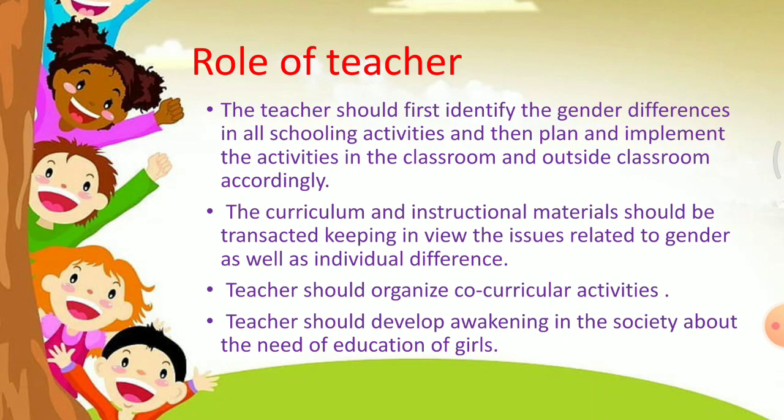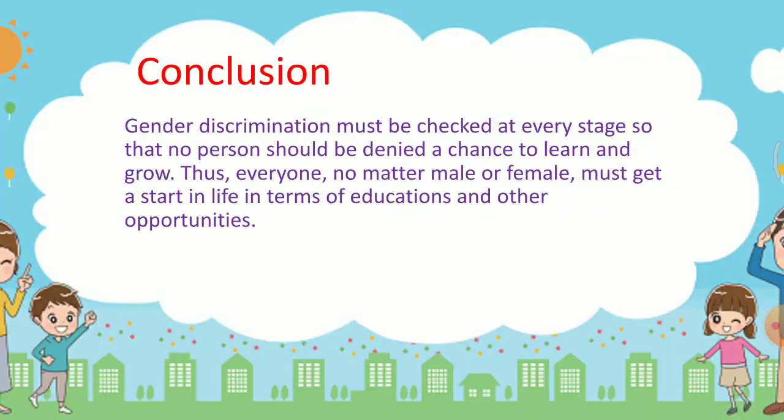The teacher should first identify the gender difference in all schooling activities and then plan and implement the activities in the classroom and outside the classroom accordingly. The curriculum and the instruction material should be transacted keeping in view the issues related to gender as well as individual differences. Teachers should organize co-curricular activities. Teachers should develop an awakening in society about the need of education for girls.